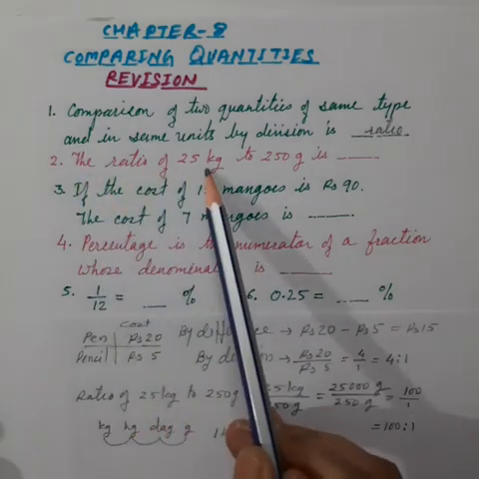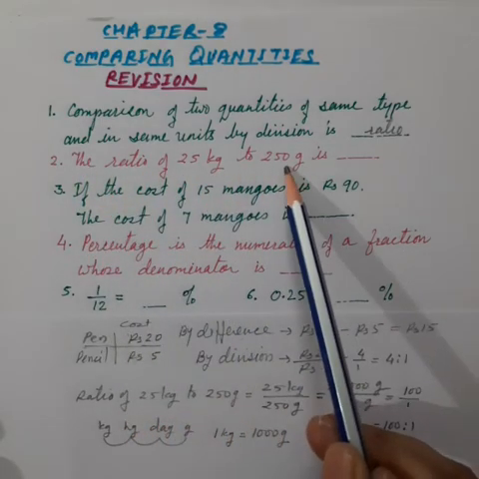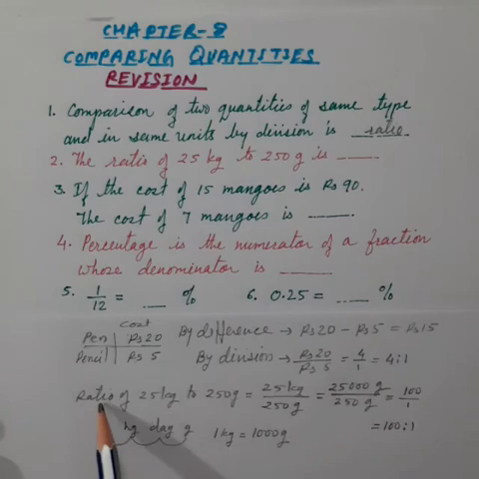The ratio of 25 kilograms to 250 grams is what? Whenever we have to find out the ratio of two quantities of same type, the first quantity, the part before this 2, we have to divide by the other part after 2. So, first part we have to write in numerator and the second part we have to write in denominator. But the quantities can be compared when their units are same. Here units are not same.